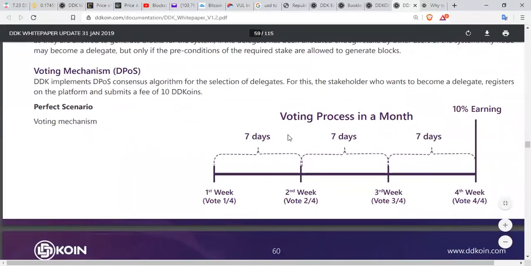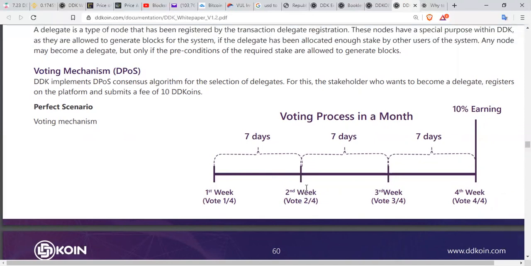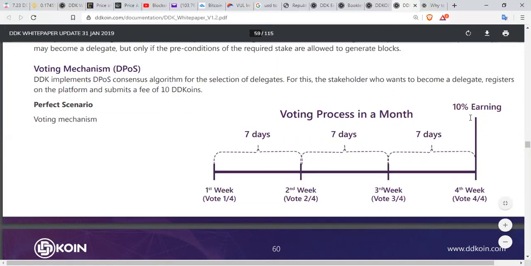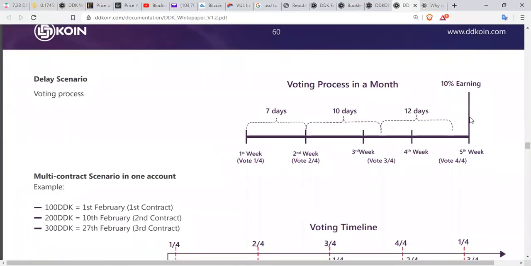Voting mechanism is actually 4 times in a month. So you vote for the first week, and then after 7 days you vote again, and after another 7 days you do your third vote, and on another 7 days you will have your fourth vote, and then you will earn 10% staking reward.